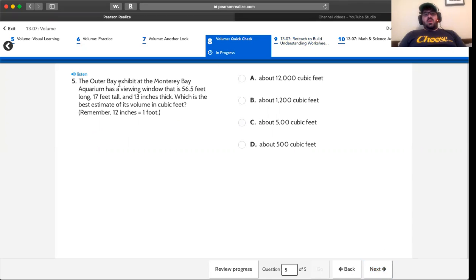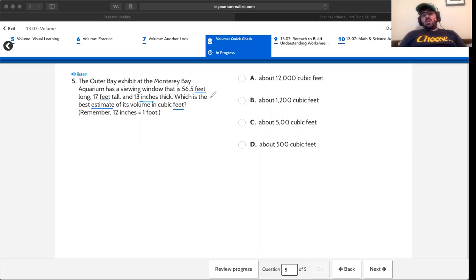The Outer Bay exhibit at the Monterey Bay Aquarium has a viewing window that is 56.5 or 5/10 feet long, 17 feet tall, and 13 inches thick. So when I'm reading this, this is what pops out to me. I'm reading feet, inches. Like one of these does not belong. Which is the best estimate? Ooh, that's important. Of the volume in cubic feet.